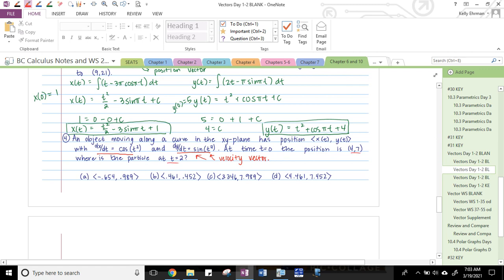Where is the particle at t = 2? So we're going to use our calculators here. I'm going to put this right in its vector form. The particle started at 4 at time 0, and then there is this displacement between time 0 and 2 of the x component, which is cosine of t squared. And the y component started at 7, and then there was this displacement from 0 to 2 of the y component, sine of t to the third.